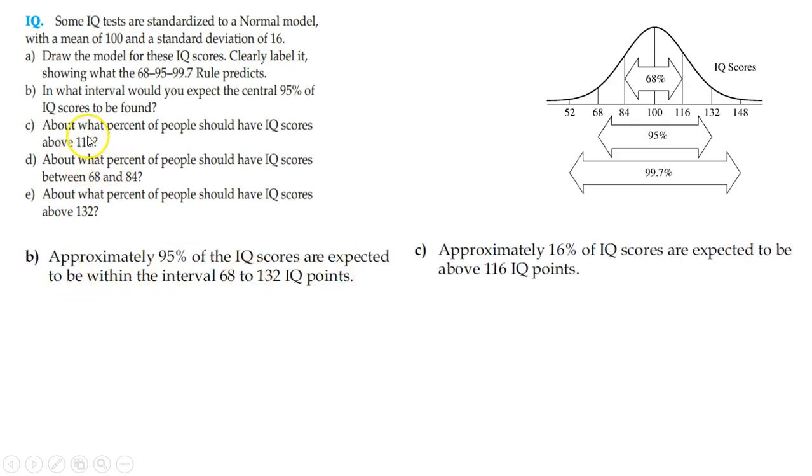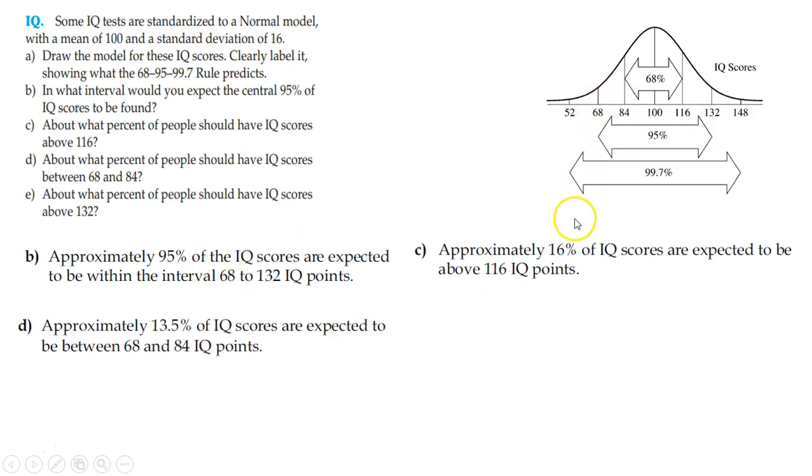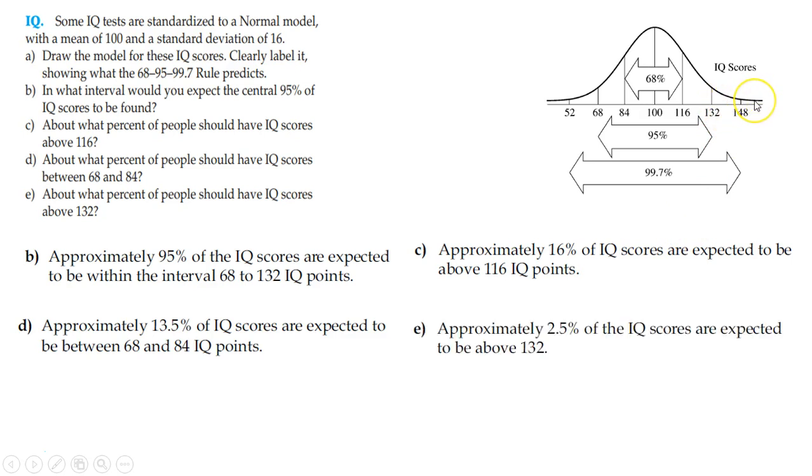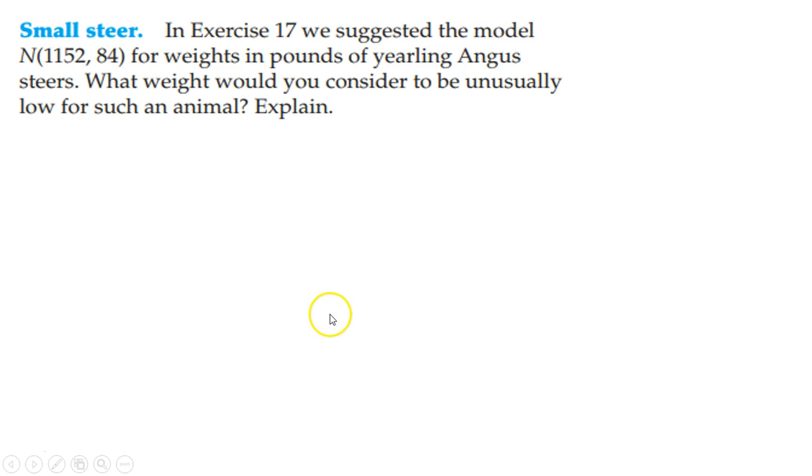Then it says about what percent of people should have IQs of above 116. Well, that's about the 16% that we said. That's the 2.35. That's the 0.15. That's the 13.5. So about 16%. Between 68 and 84 is also about 13.5%. And about what percent of people should have IQ scores above 132? That is the 2.5% that we were talking about. If it's 95% in here, then it's 2.5 and 2.5 on either side.